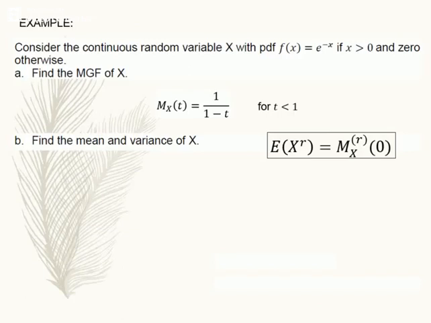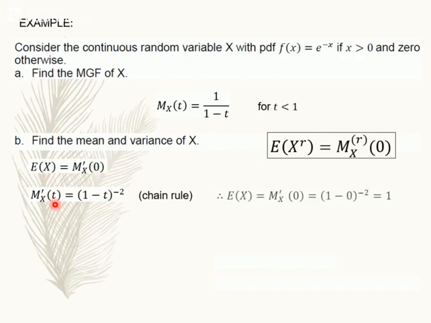Now let's have a look at an example. This is the example we did earlier. We found that the moment generating function was 1 divided by 1 minus t for t values less than 1. Now in part B, we're asked to find the mean and the variance of x. In order to find the mean, remember it's just the first derivative of the moment generating function with 0 in it. According to the chain rule, if you find the derivative of this, you end up with 1 minus t to the power of minus 2. In order to get the expected value, we just plug in 0 into this function. Therefore, our answer becomes 1.